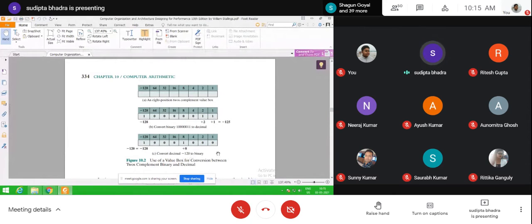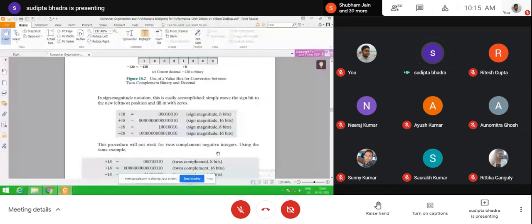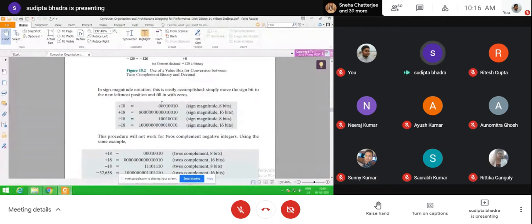Now there is a range extension concept. Range extension concept is that, say for example, here you have 8 bits. Now you want to store it in sign magnitude form, say plus 18. So 8 bits are used to represent that plus 18. Now you want to store it in 16 bits.